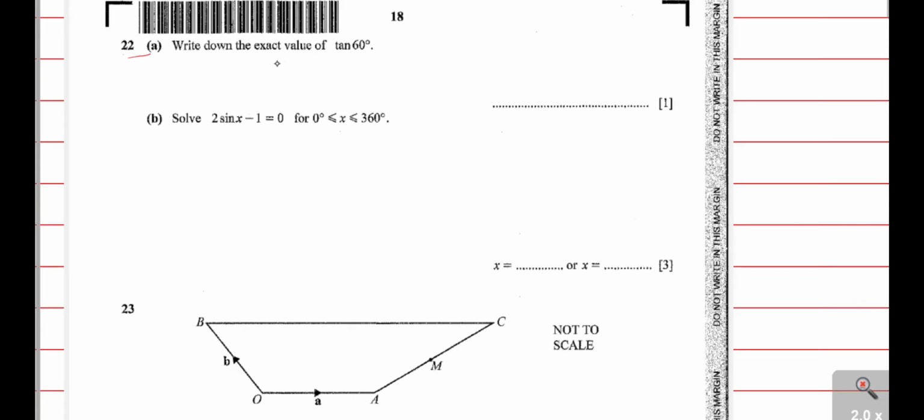Question 22, part A: write down the exact value of tan 60. The exact value of tan 60 is square root 3. And part B: solve 2 sin x minus 1 equal to 0, for x from 0 to 360.